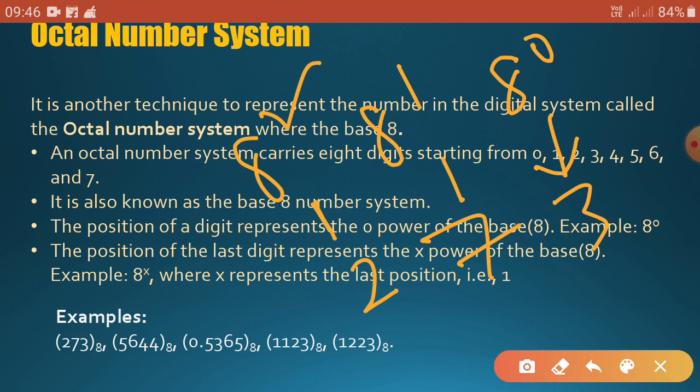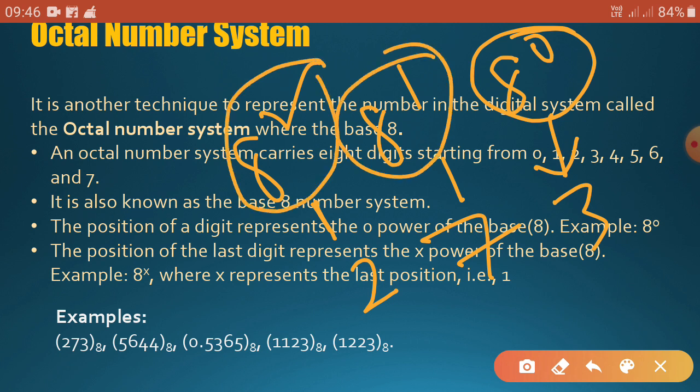And so on. Okay, so for the binary number system it was 2 to the power 0, 2 to the power 1, 2 to the power 2, and for the octal number system it goes as 8 to the power 0, 8 to the power 1, and 8 to the power 2. So we have to write the place values from this end.